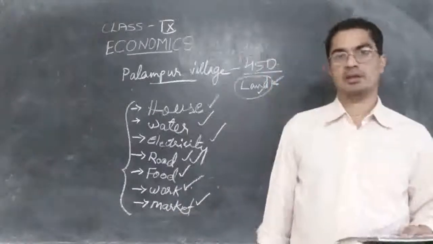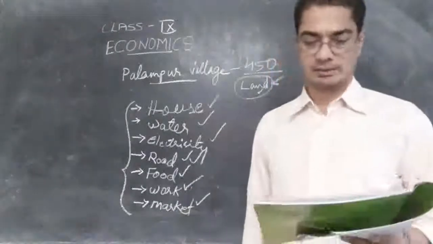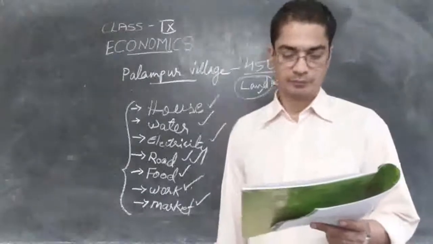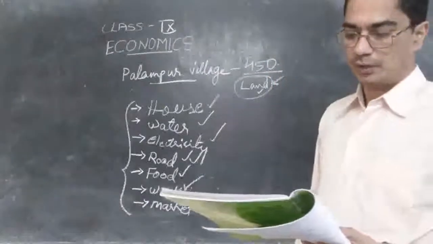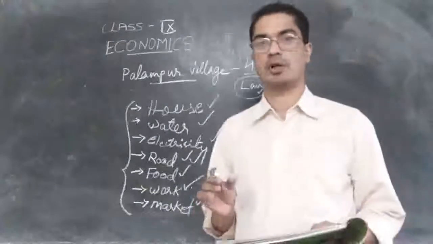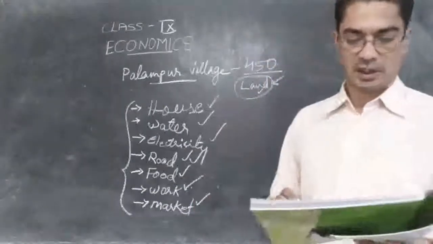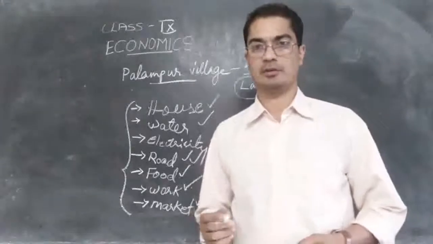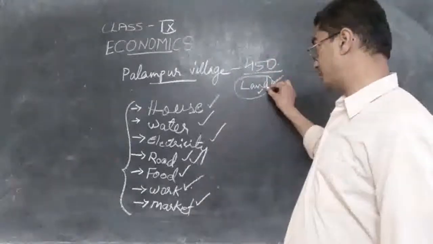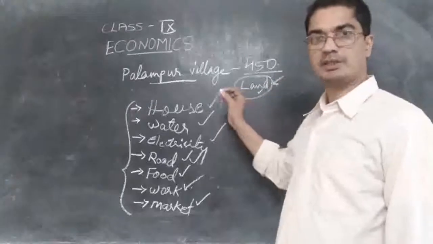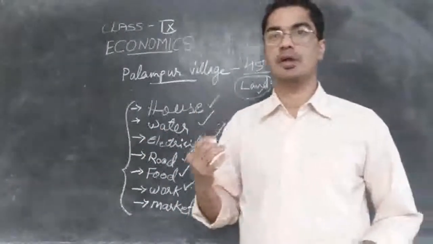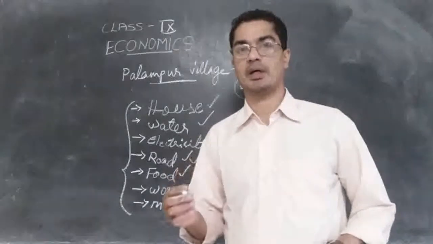Then some of the people are scheduled castes, SC. They have smaller houses, and some of them are made with mud and straw. People who have got land are rich, but some of them are scheduled castes and they are poor, so according to their financial situation, they make the house.